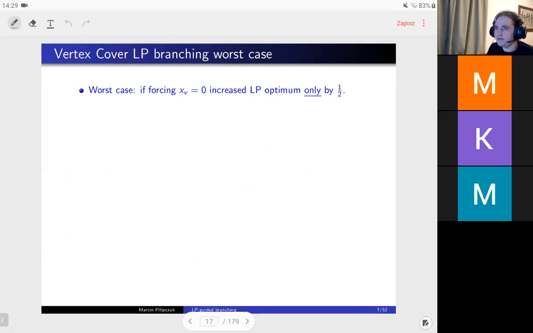If you take the vertex into the solution, that looks quite hopeless. You take this vertex into the solution, it gets value 1, the LP goes up by half, and that's it. Nothing more happens really in most of the cases. Yeah, so that's bad. But maybe you can get more from the case when you force the guy to be 0, because you get more progress there. If you don't take this guy into the solution, the neighbors come into the solution, and maybe you can get more progress here, okay? So let's analyze the worst case, when forcing the guy to be 0 increases the LP only by half, okay?